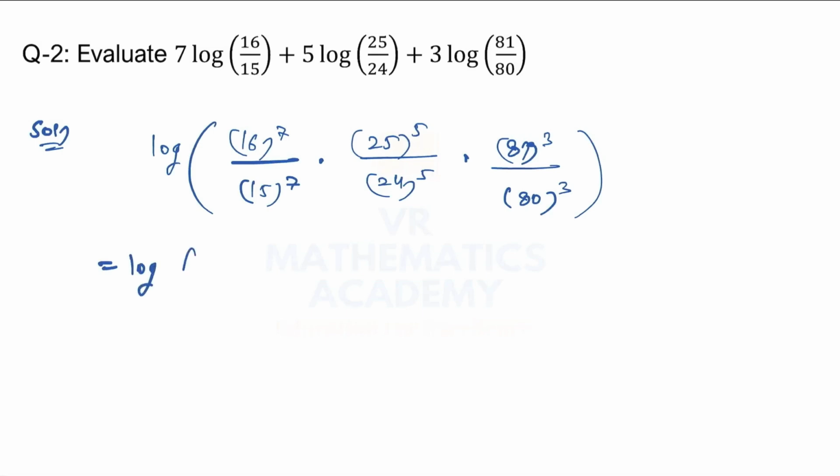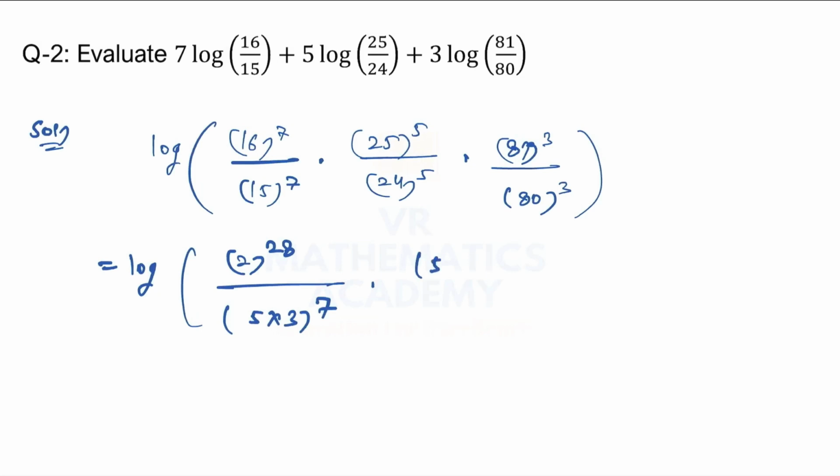Now we can factorize. 16 can be written as 2 raised to the power 4, so it will be 2 raised to the power 28. 15 can be written as 5 into 3, so it can be written as 5 into 3 raised to the power 7.